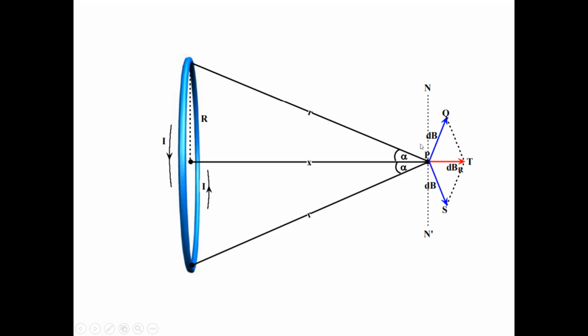So clearly, the magnetic field intensity has two directions. One is PQ, for the length at the top of the coil. Similarly, the other direction is PS, due to the small length at the bottom of the circular coil. That means at the point P, there is an impact of both magnetic field directions, PQ and PS.